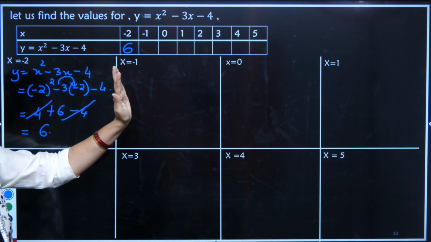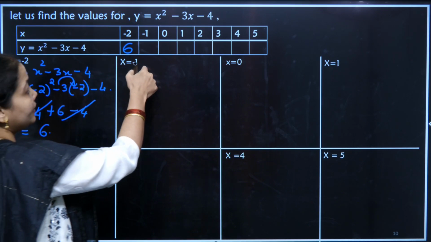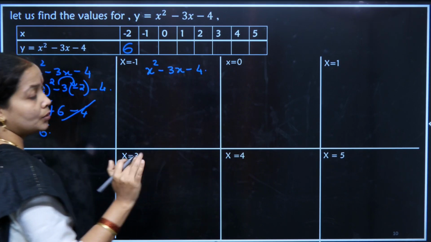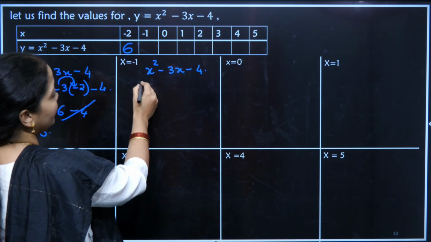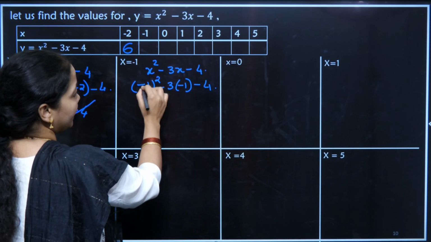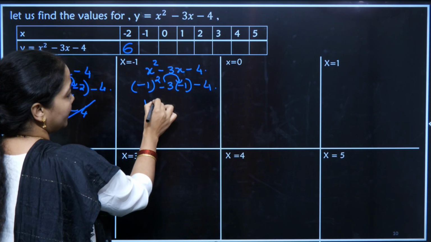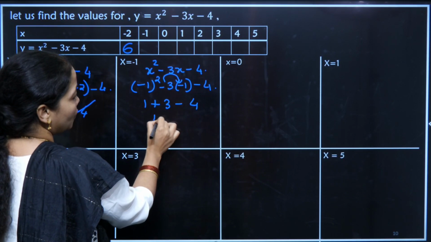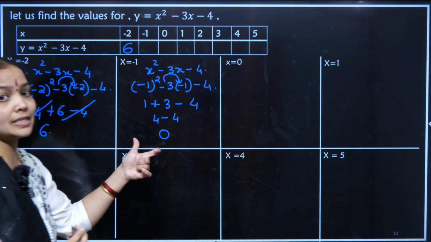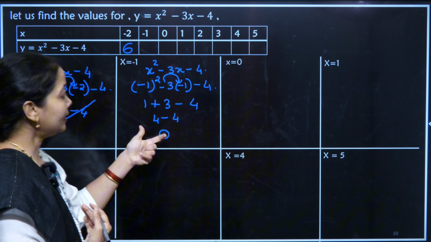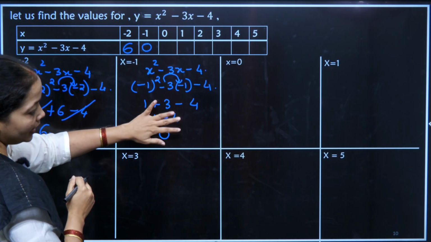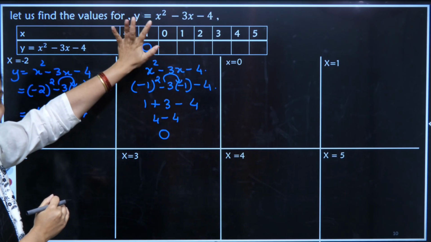Going to the second value, x is negative 1. Write down the equation again, x square minus 3x minus 4. I have to substitute the value of x which is given: negative 1 whole square, 3 into negative 1, minus 4. Negative 1 square is 1, negative into negative plus 3 minus 4. So 4 minus 4, this is turning 0. When it is turning 0, obviously the first 0 of the polynomial we have already got, correct? So x is negative 1, y is turning 0.